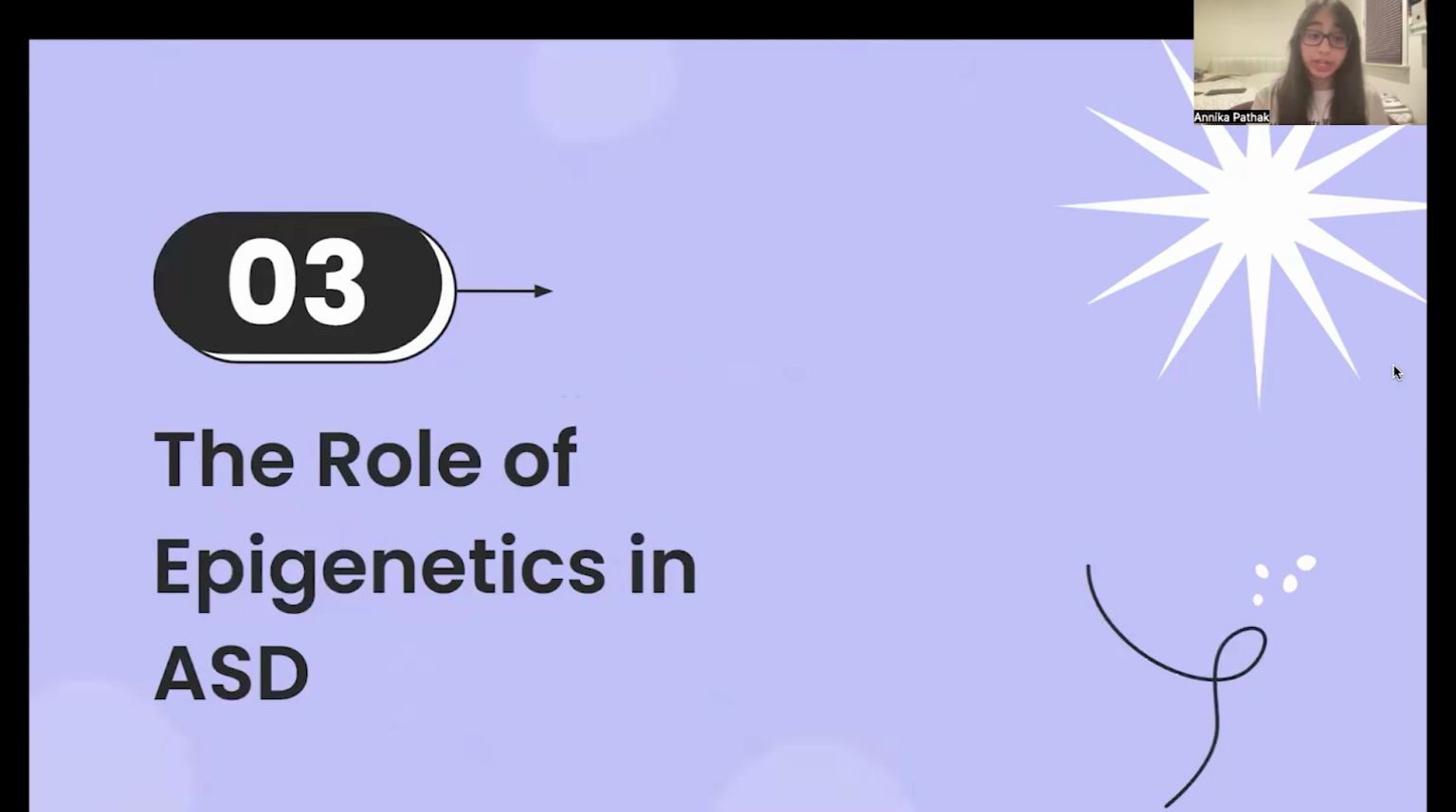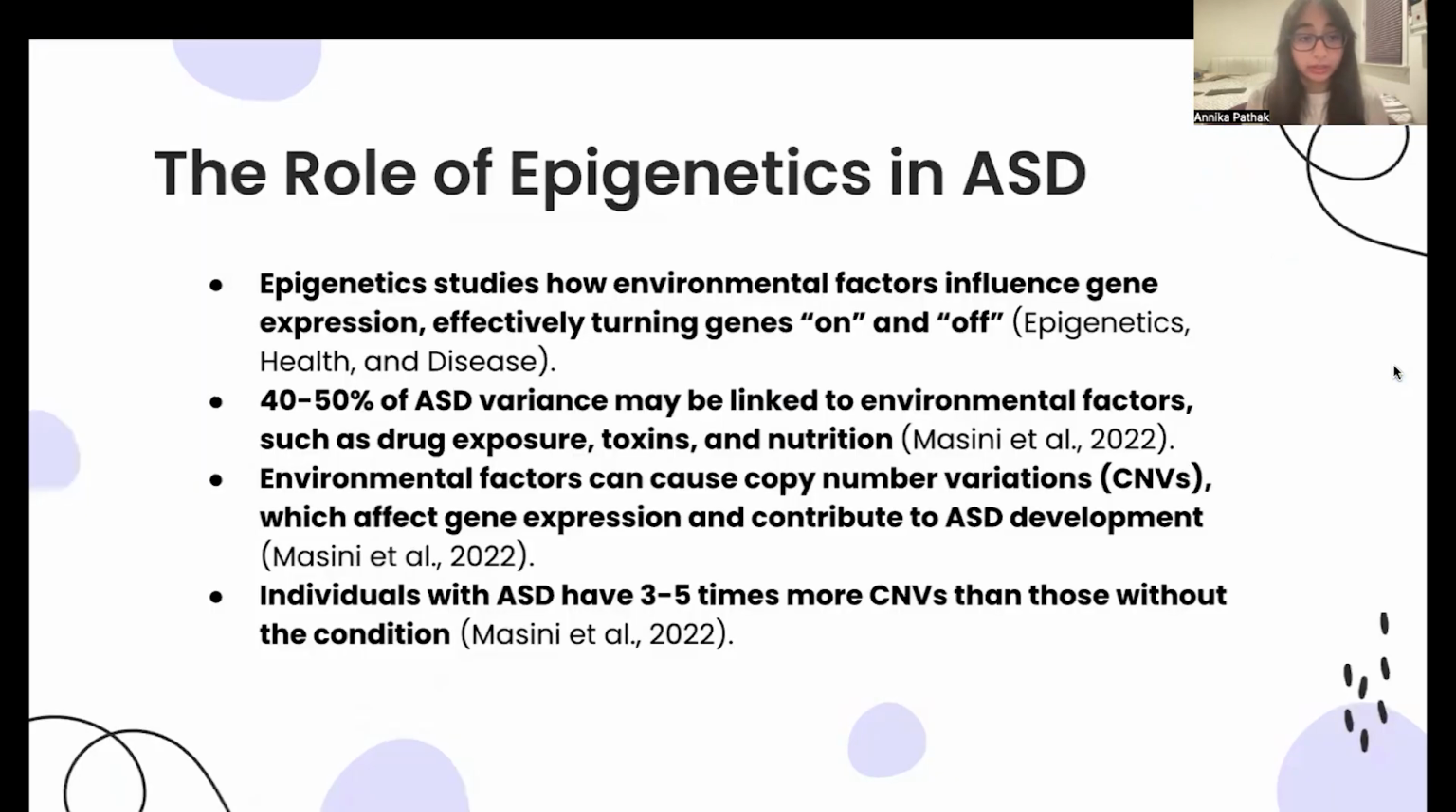3. The role of epigenetics in ASD. Epigenetics studies how environmental factors influence gene expression, effectively turning genes on and off. 40 to 50% of ASD variants may be linked to environmental factors such as drug exposure, toxins, and nutrition. Environmental factors can cause copy number variations, or CNVs, which affect gene expression and contribute to ASD development.